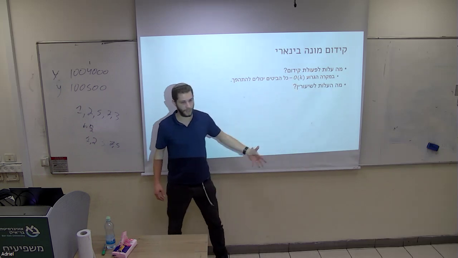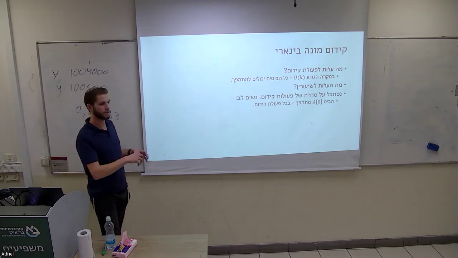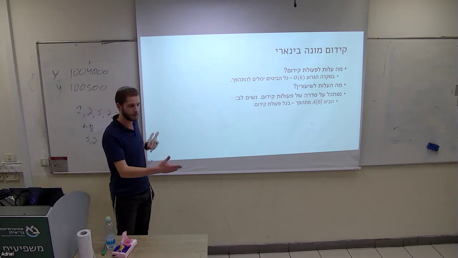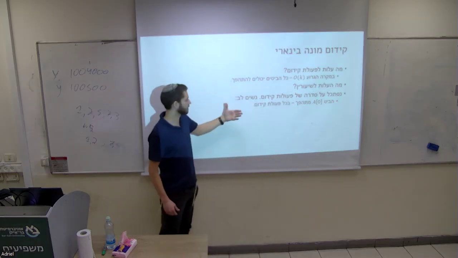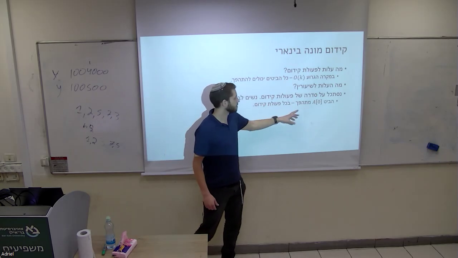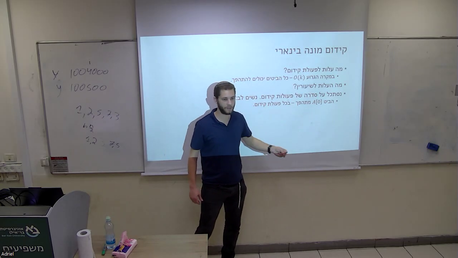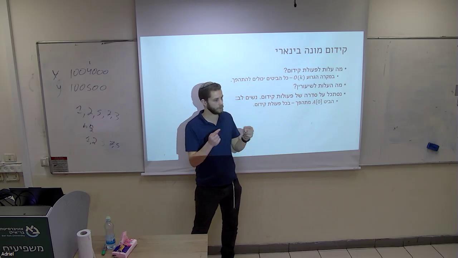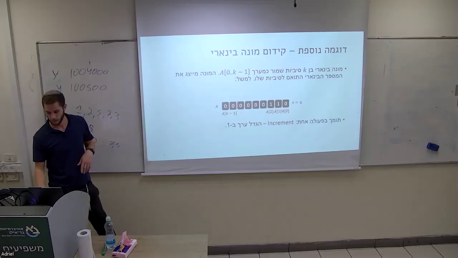Now, what's the amortized analysis of this? We first have to calculate the total cost for a sequence of operations. Let's look at a sequence of increment operations. Note that the first bit switches every single operation. It goes 1, then 0, then 1, then 0, then 1, then 0, and so on.